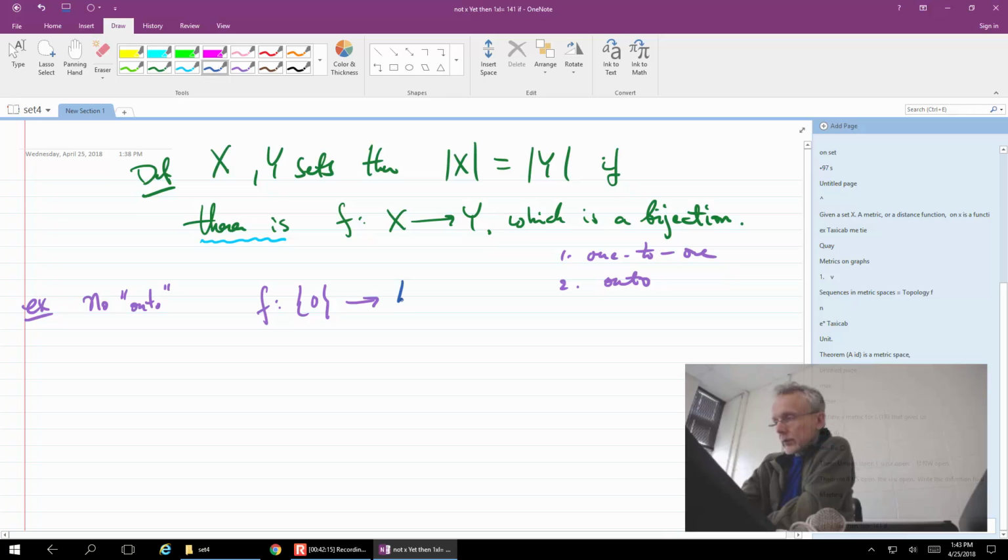In fact, I could just take a set of two elements, just to keep it simple. Such a function that compares two sets has to be onto. Otherwise, you're comparing sets that are obviously not of the same size. So even with finite ones, it's not working out.